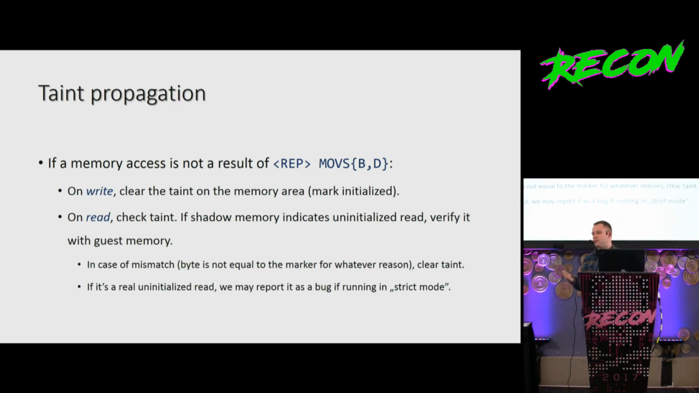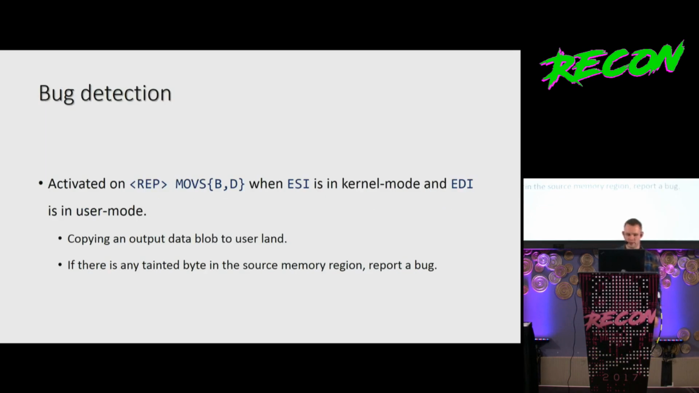So if the shadow memory indicates that it's an uninitialized read, we verify with guest memory to check if the bytes in the guest itself are still the padding ones. And if there is a mismatch for some reason, then we also clear the taint. Otherwise, we have a bug that we can report possibly if we're running in strict mode, or ignore it otherwise.